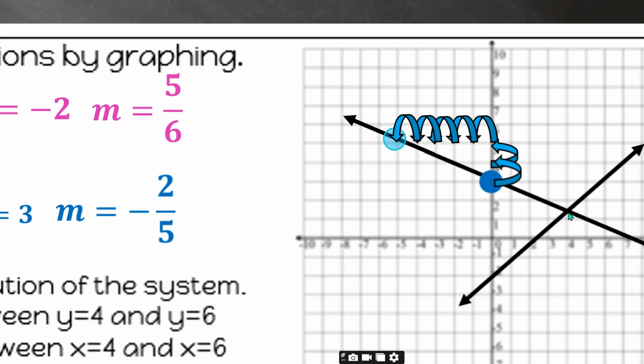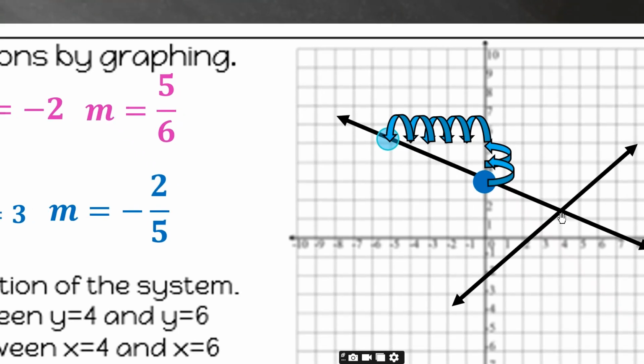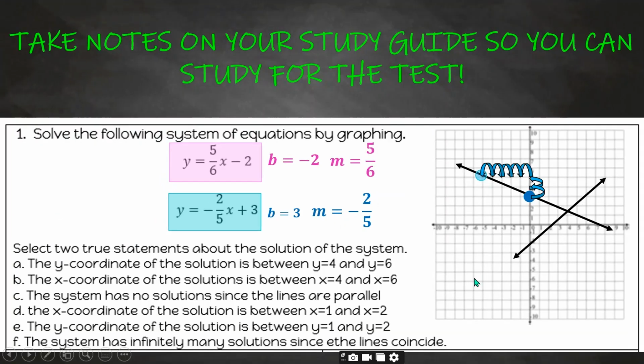Okay, so if I just zoom in, I want you to notice that that point of intersection is actually not at 4, 1 or 4, 1.5. It's not exact. Oops. But that is the point that we need to identify.